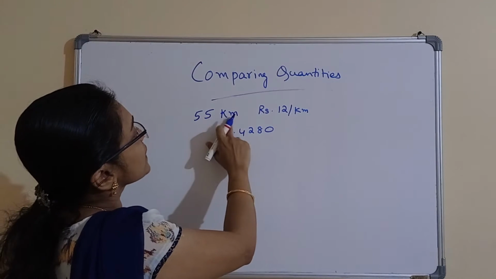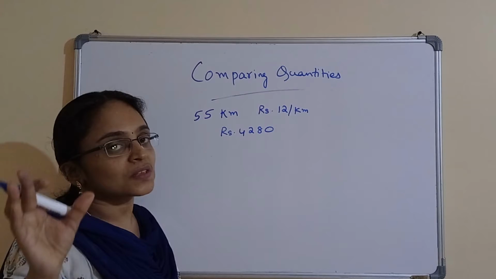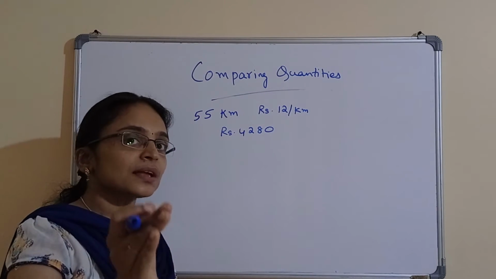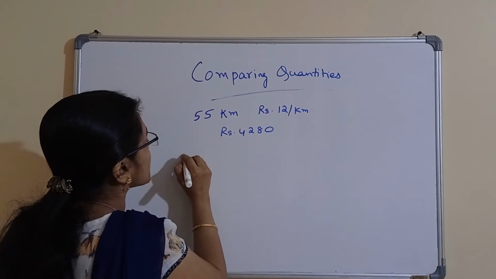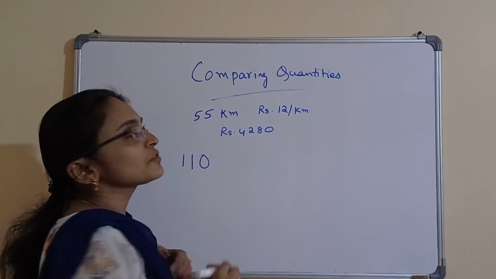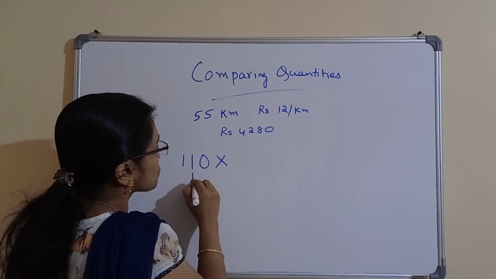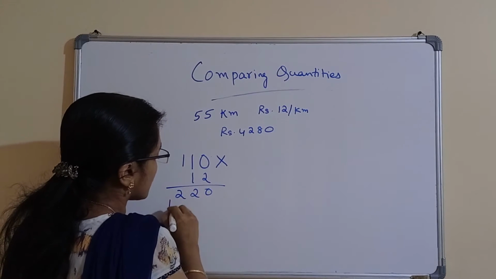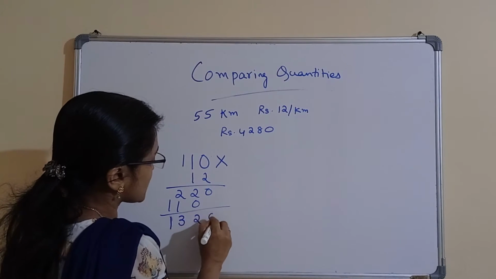So the picnic site is 55 kilometers away from the school. So you have to go towards the picnic site and come back. So how many kilometers will there be? 110. 55 into 2 is 110. And 110 into 12 is 220, then 110. So 1320 rupees.